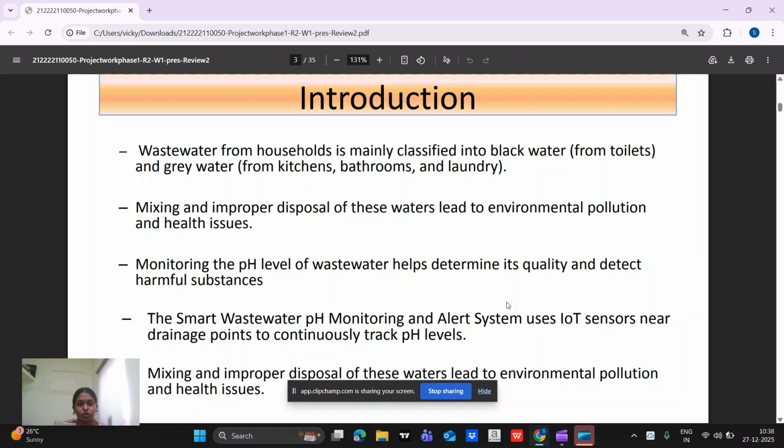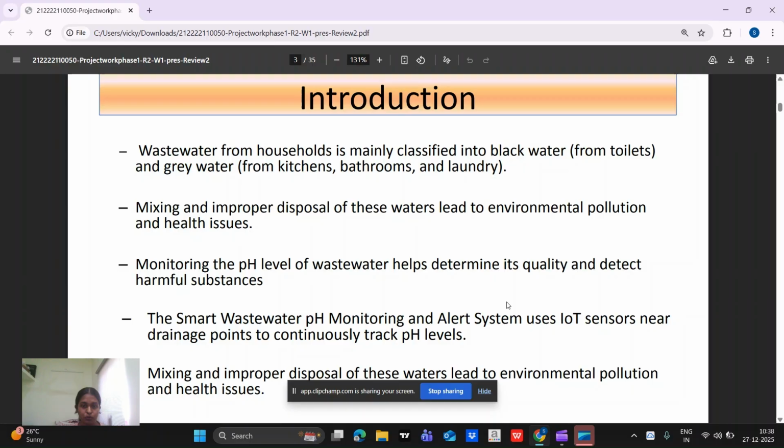Hello. Our project title is Smart Water pH Monitoring and Alert System. In this project, we are going to collect grey water from households, mainly classified as black water from toilets and grey water from kitchens, bathrooms, and laundries.